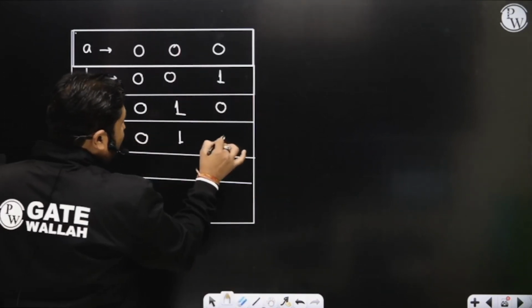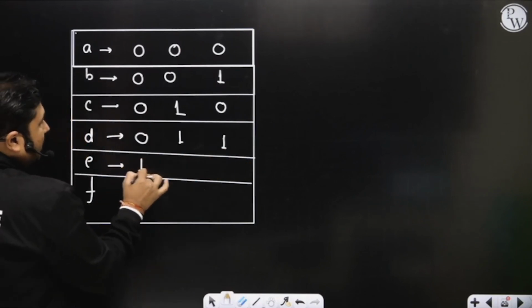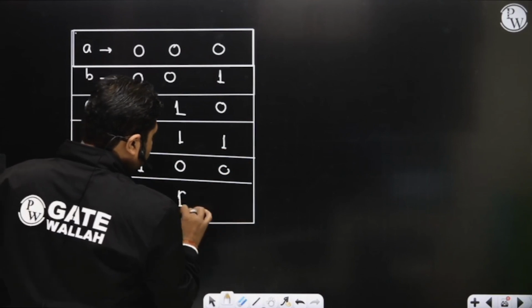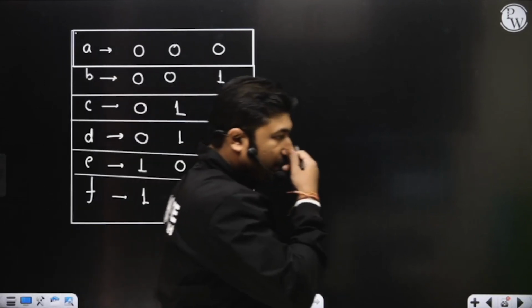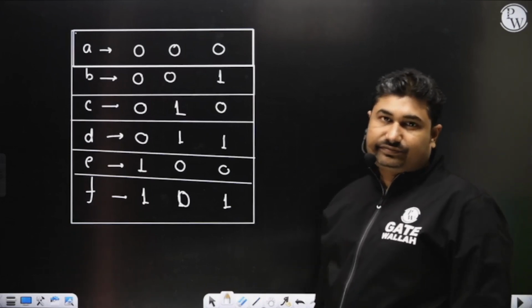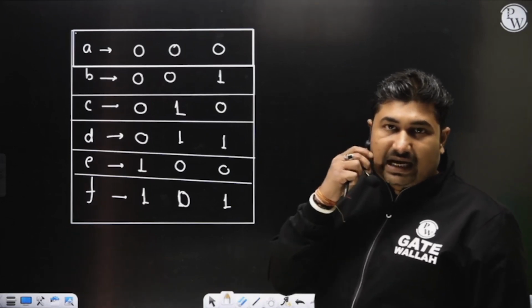0, 1, 1. Yes, sir. 1, 0, 0. Yes, sir. 1, 0, 1. So how many total states are needed? Sir, the total number of states is 5.